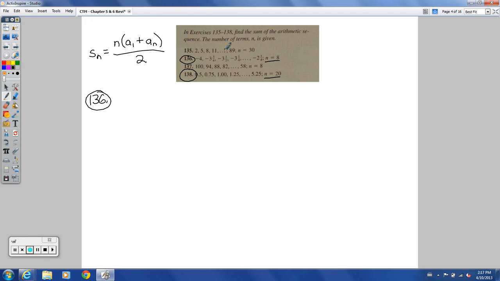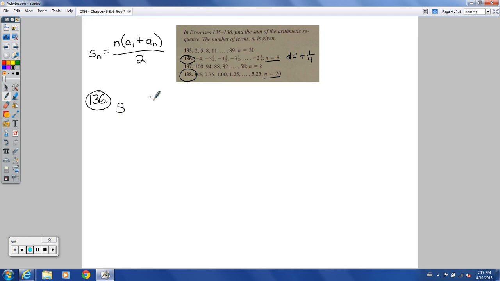136. What's the common difference? It looks like, since we're going from negative 4 to negative 3 3/4, that's actually a larger number in terms of moving up the number scale, or moving up the number line. So the difference here, we're adding 1/4 each time. It's a difference of plus 1/4. Add 1/4, add 1/4, add 1/4. We're going to keep doing that.